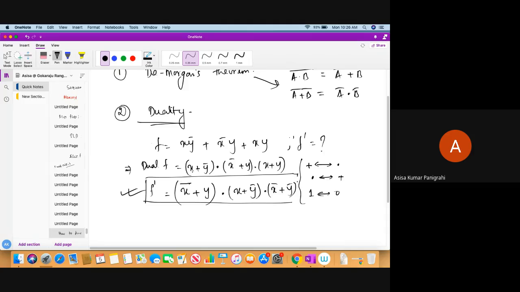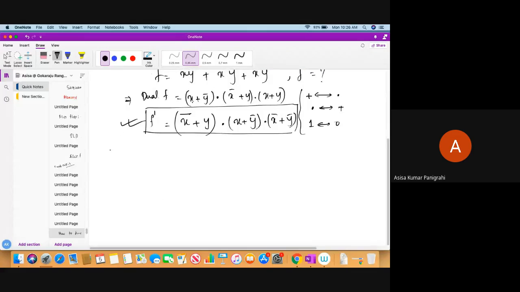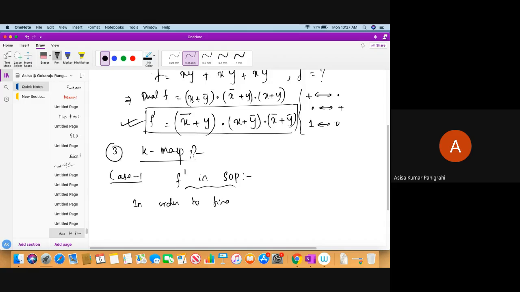So these are the two ways we can find out. And another way, which we have not discussed yet, is the K-map technique. So how to find out f bar using K-map? See here what you need to do. It's very simple, I'll tell you. There are two cases. Case one is you need to find f bar for an SOP function, f bar in SOP. So what you need to do in order to find the complement of a function in SOP.